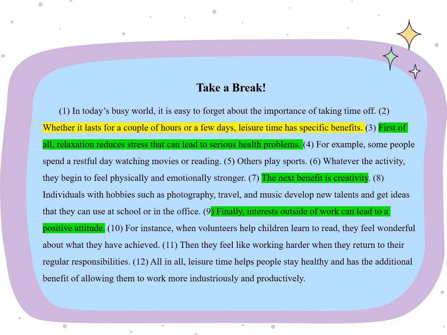And then let's find the three main point sentences in supporting sentences. So the first main point sentence is sentence 3, right? First of all, relaxation reduces stress that can lead to serious health problems. And the second main point is sentence 7. The next benefit is creativity. And the third main point sentence is sentence 9. Finally, interest outside of work can lead to a positive attitude.